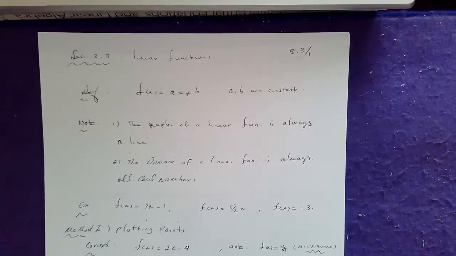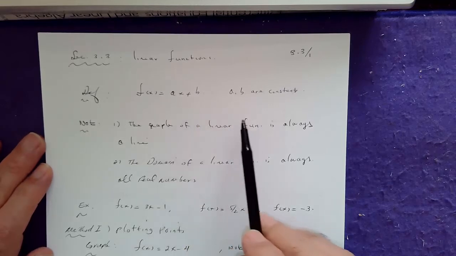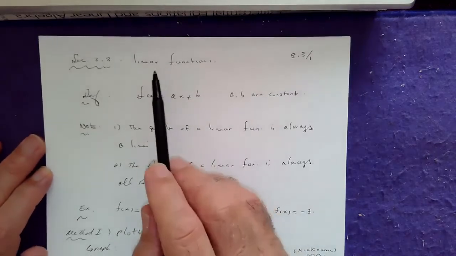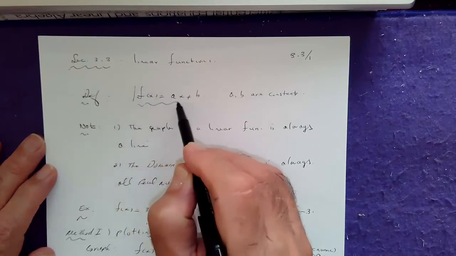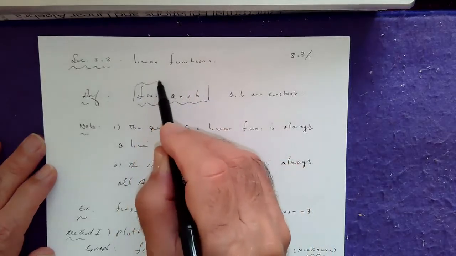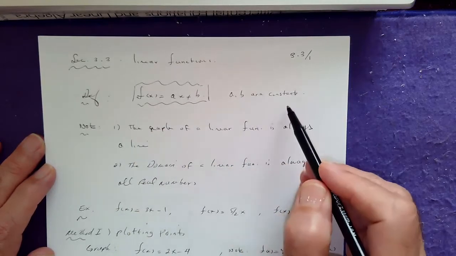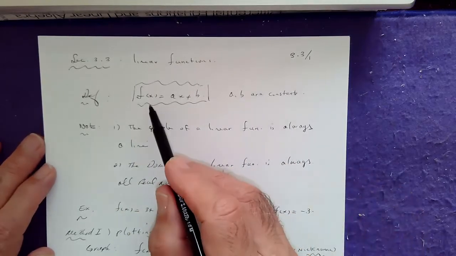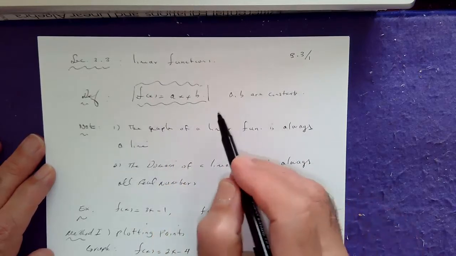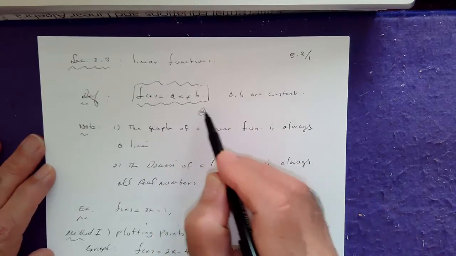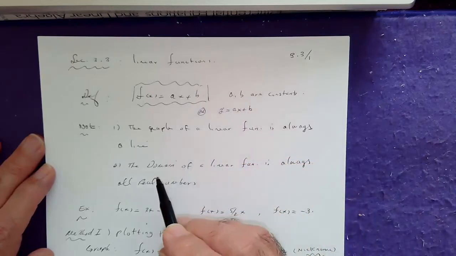Section 3.3, linear functions. These are the type of functions whose graph happens to be a line. That's why it's called linear. This is how a linear function looks: f of x equals a times x plus b, where a and b are constants. Keep in mind, f of x is just a nickname for y. In other words, alternatively, I can write this as y equals ax plus b.